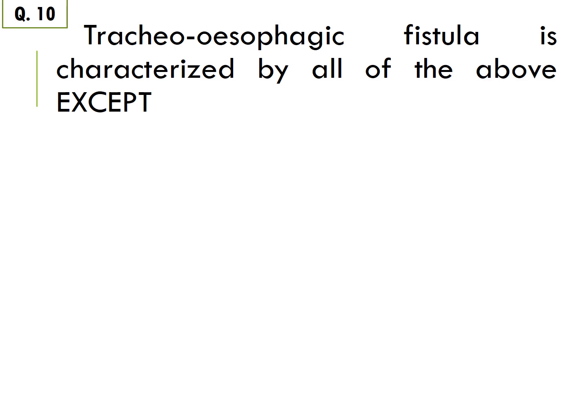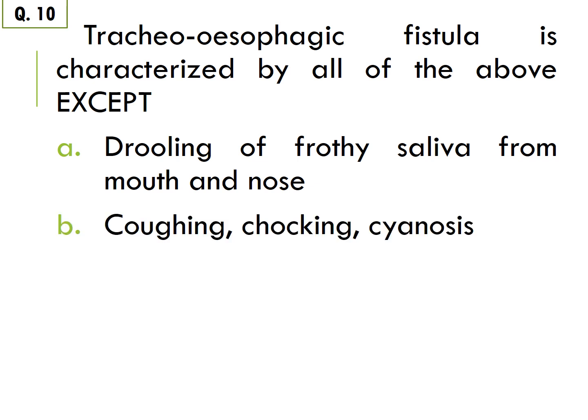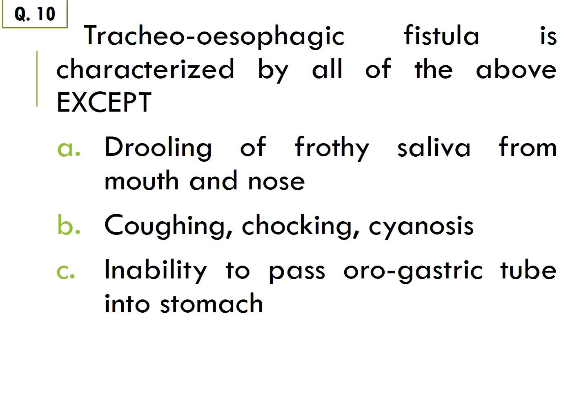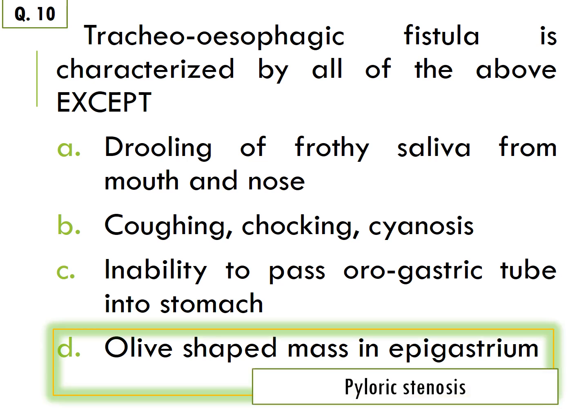Question number 10. Tracheoesophageal fistula is characterized by all of the options except: option A, drooling of frothy saliva from mouth and nose; coughing, choking and cyanosis; inability to pass an orogastric tube into the stomach; olive-shaped mass in the epigastrium. The question is which is true regarding tracheoesophageal fistula except, and the answer is D. In pyloric stenosis, as we all know, an olive-shaped mass in the epigastrium is a characteristic finding.